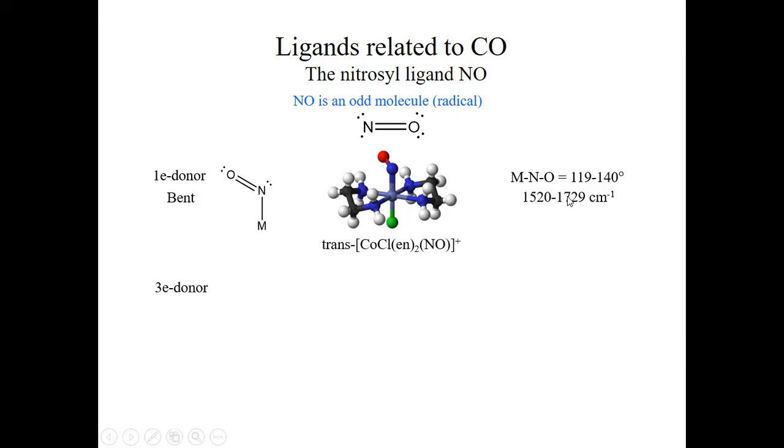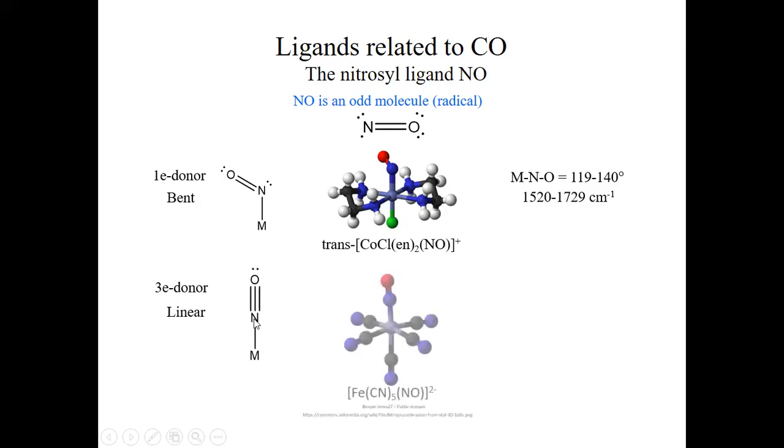So when we have the nitrosyl ligand as a 3 electron donor, then we bind the ligand in a linear fashion, because now we do not have an electron lone pair here anymore, which is directly active. All the electrons are involved in the bonding. So an example for this is this molecule here.